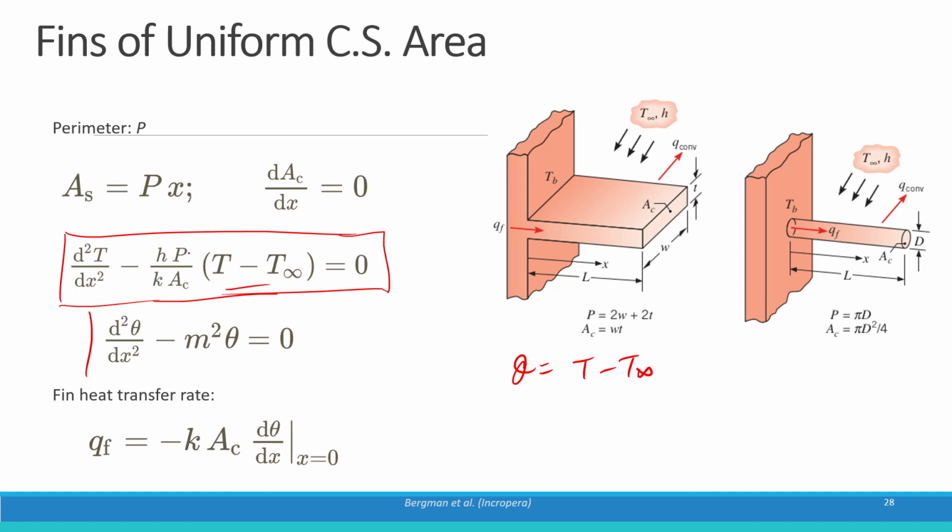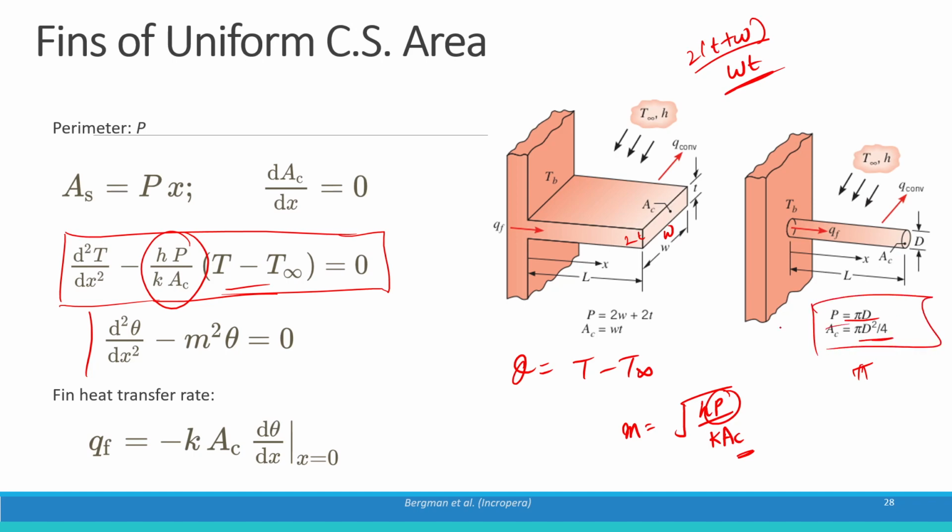And then you can define this parameter M as under root of HP upon KAC. So P is the perimeter of the surface. So for example, if we are having this rectangular fin, the perimeter will be twice of this width plus twice of this thickness, that is 2 of T plus W, and this area, cross-sectional area, will be WT. Similarly, in case of cylinder, the perimeter will become pi d and the area will become this pi d squared by 4 as shown over here.